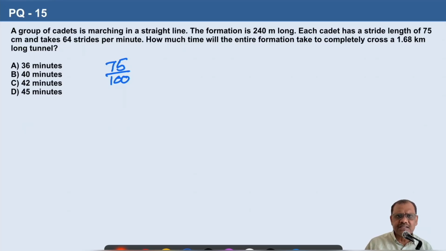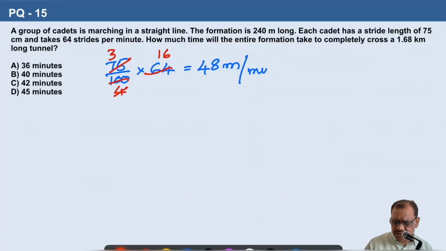And how many strides are taken per minute? 64 strides are taken per minute. So if you multiply this with 64, you will get the distance covered in 1 minute. So 75 by 100, let us simplify. 25 threes, 25 fours, and 4 16s. So the remaining is 16, 3 is 48. So this is 48 meters. This is the distance covered by each cadet in 1 minute.